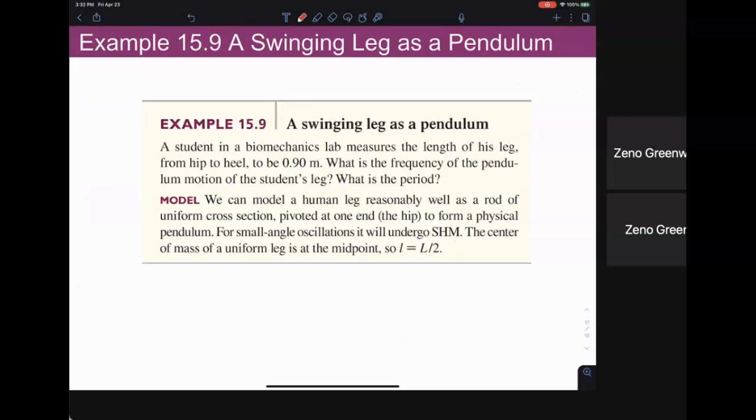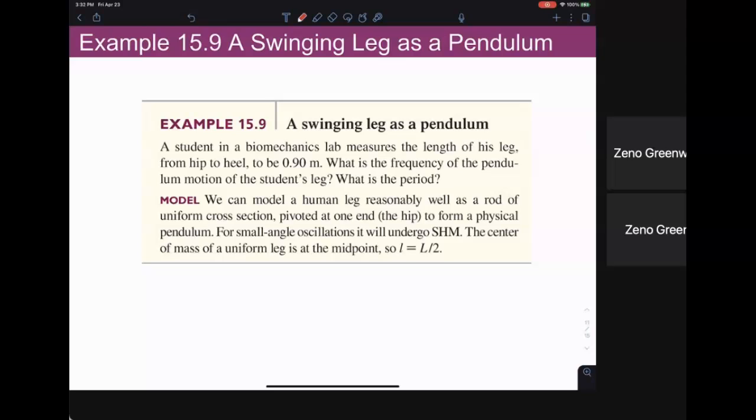In example 15.9, we treat a swinging leg as a pendulum. A student in a biomechanics lab measures the length of his leg from hip to heel to be 0.90 meters. What is the frequency of this pendulum motion of the student's leg? What is the period? We can model a human leg reasonably well as a rod of uniform cross-section, pivoted at one end at the hip to form a physical pendulum. For small angle oscillations, it will undergo simple harmonic motion.